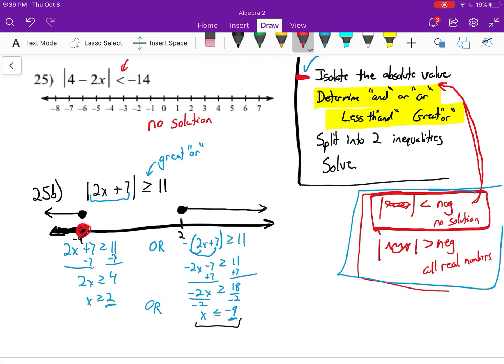Let's change it to a different color so it's more visible. So our answer, we put right on our number line. And there you have it. So here it is written out in inequality form, and then we have the graph of it. And so that's solving absolute value inequality.